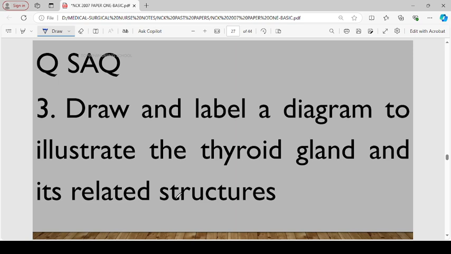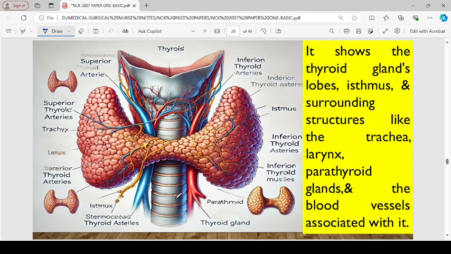Number three, draw and label a diagram to illustrate the thyroid gland and its related structures. Ladies and gentlemen, this is what you are supposed to draw, right? The diagram should show the thyroid gland's lobes, right? The isthmus, all right? And the surrounding structures like the trachea, larynx, parathyroid gland, blood vessels that are associated with this organ.